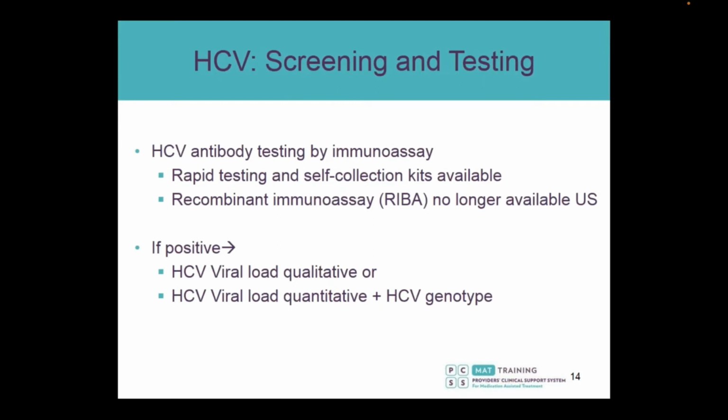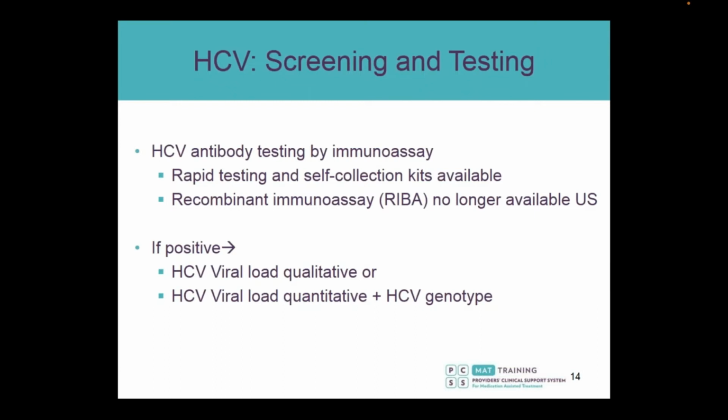In terms of screening and testing, I mentioned that the initial screening test involves antibody testing by immunoassay. This is generally done through a blood draw. However, rapid testing and self-collection kits are available in some clinical settings. Previously, there was a confirmatory test called the recombinant immunoblot assay, or RIBA, which is no longer available in the United States.